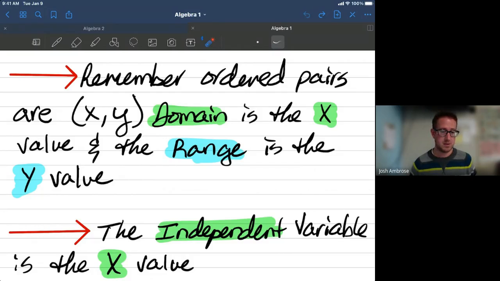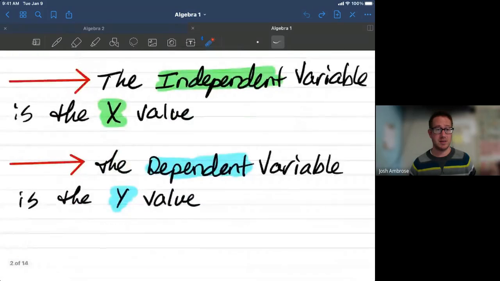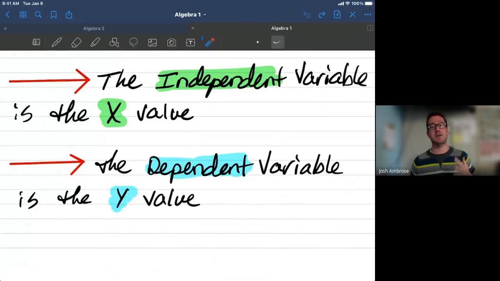Now here's some more terms that they're going to give you. By the way, anytime you want, pause the video and make sure you are getting all of this written down. You have to understand it, and to better understand it, write it down. So there you go.